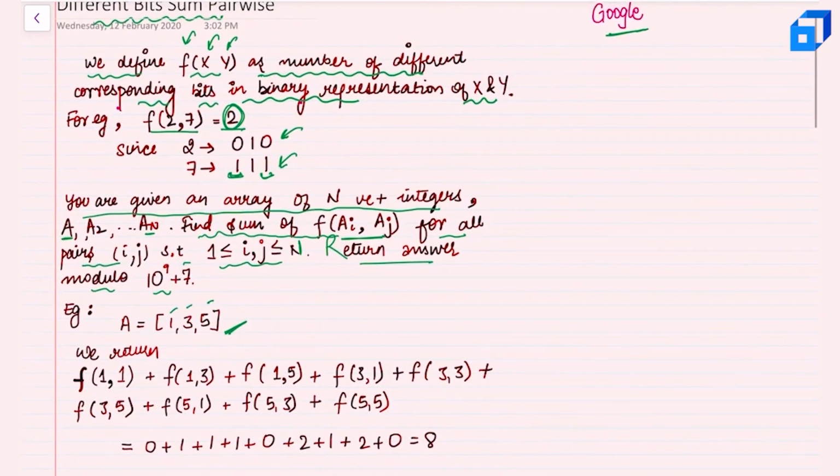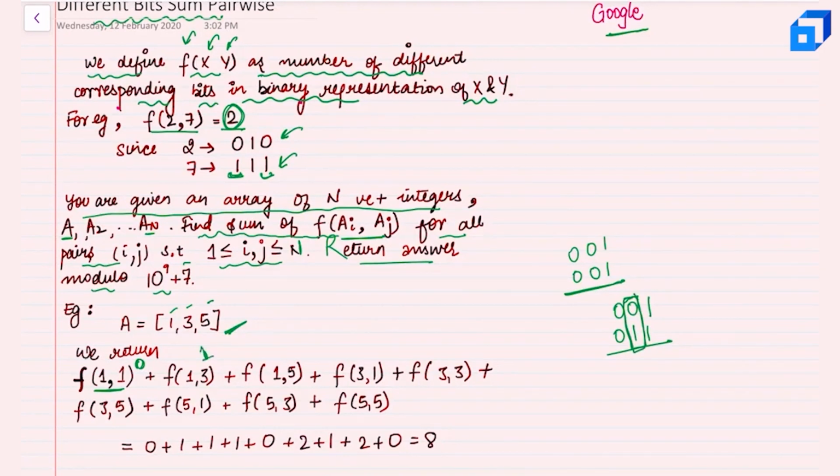So what you have to do is find f of 1, 1. How will we find f of 1, 1? It's nothing but 1 represented in this form. Then again, how many bits differ? No bit, right? So it'll give us 0. Now what about f of 1, 3? This is 1, right? And 3 is this. There is just one position at which both numbers differ. Therefore it will give us 1.